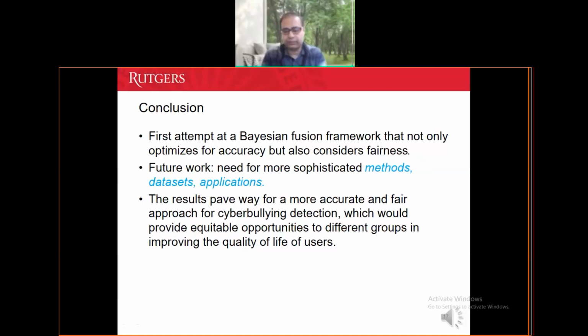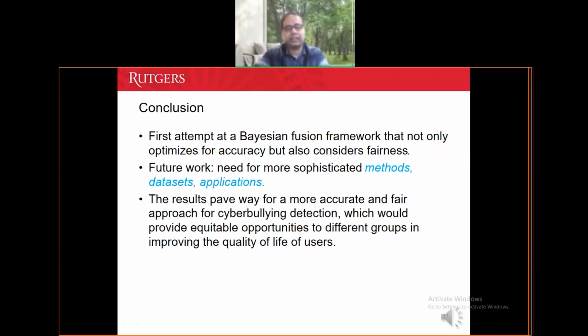There's lots of need for future work. There could be more sophisticated methods used. Our dataset was from a single social media network, very small in size, and homogeneous. So again, it could be done more robustly over different datasets. This could be applied to multiple applications. We thought multimodal cyberbullying detection was a great first case for this. But frankly, this approach is generic. You could apply it anywhere you would apply a multimodal framework.